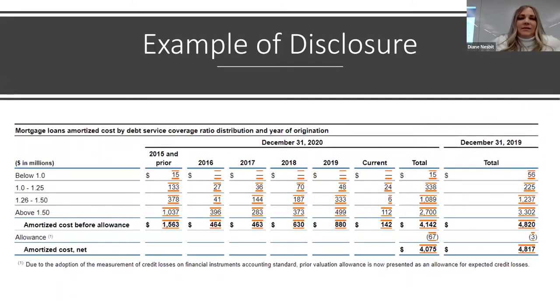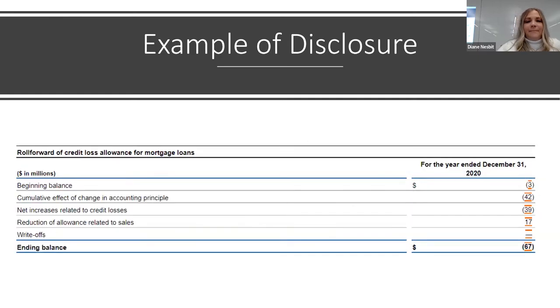Okay, and this example disclosure talks about mortgage loans specifically. So this is showing mortgage loans amortized cost by debt service coverage ratio distribution and year of origination. So again, there should be data that should be readily available. If you're not sure if it is, now's the time to take a look at that. Make sure that you do have access to this data. And then again, your roll forward of credit loss allowance specific to mortgage loans is an example here.